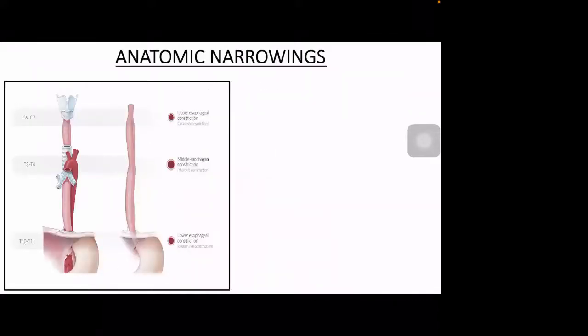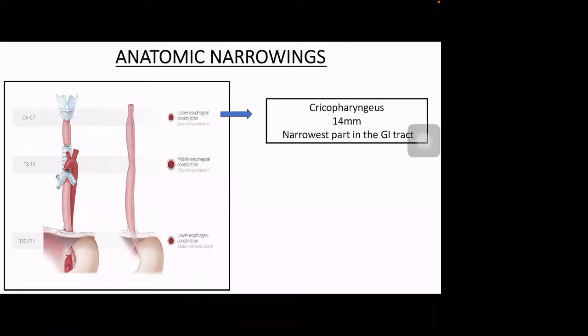So next comes the anatomical narrowings in the esophagus. The entire esophagus is not a uniform tube with a uniform diameter. As it courses from the neck to the abdomen, it has its constrictions and narrowings. The first narrowing is at the level of the cricopharyngeus, and the diameter is 14 millimeters. They say it is the narrowest part of the entire gastrointestinal tract. So the upper esophageal constriction is by the cricopharyngeus, which is also the upper esophageal sphincter area, and the diameter of the esophagus there is 14 millimeters.